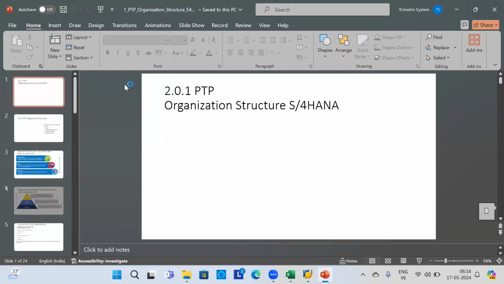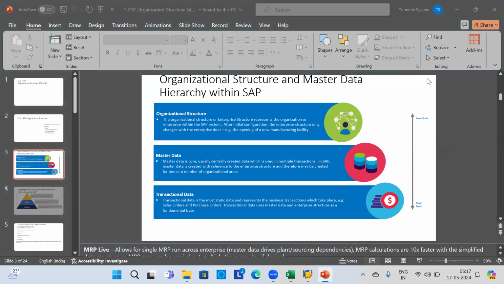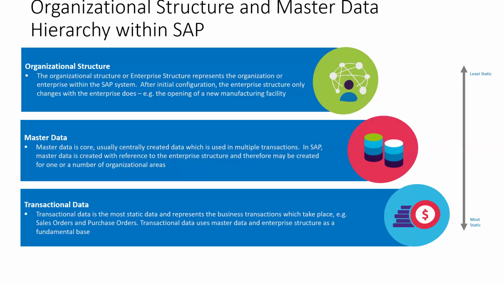Okay. So we are starting with the actual syllabus. Now, before moving into the actual syllabus, we need to know which kind of data are available in any ERP system, not only in SAP, in any ERP system. Basically, there are three different types of data available in any ERP system. First is the organizational data, second is the master data, and third is the transactional data.